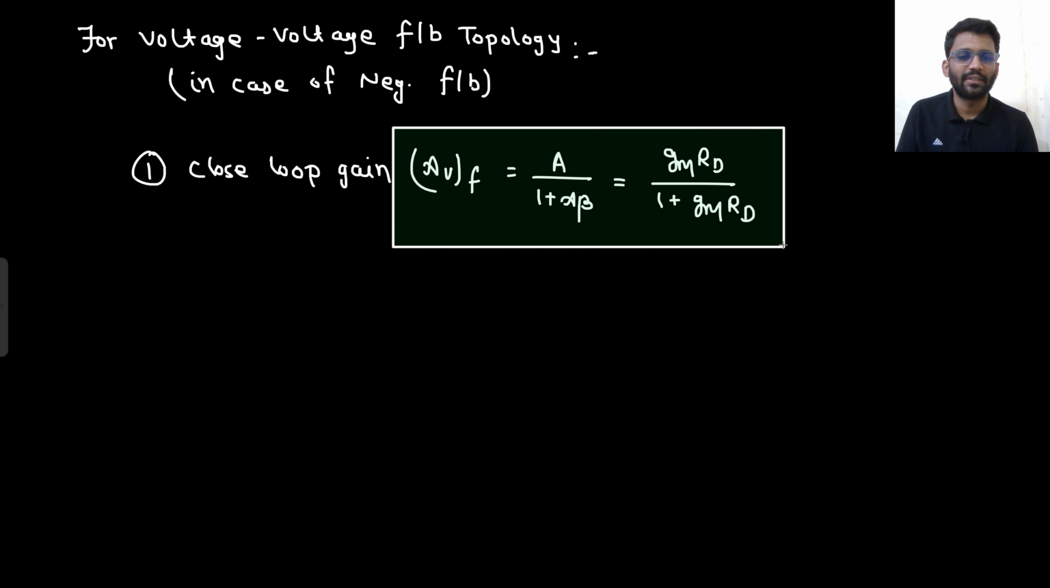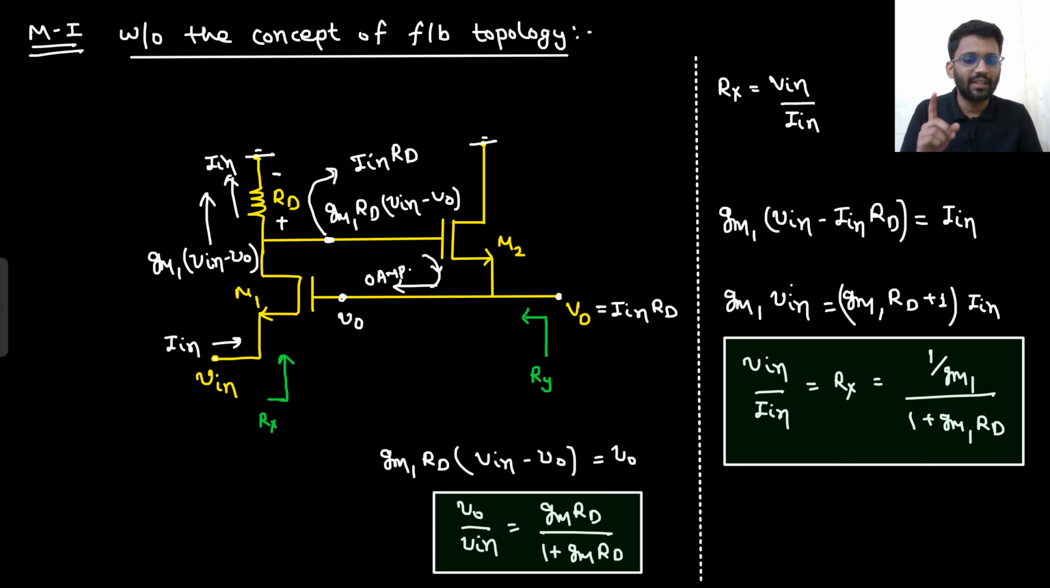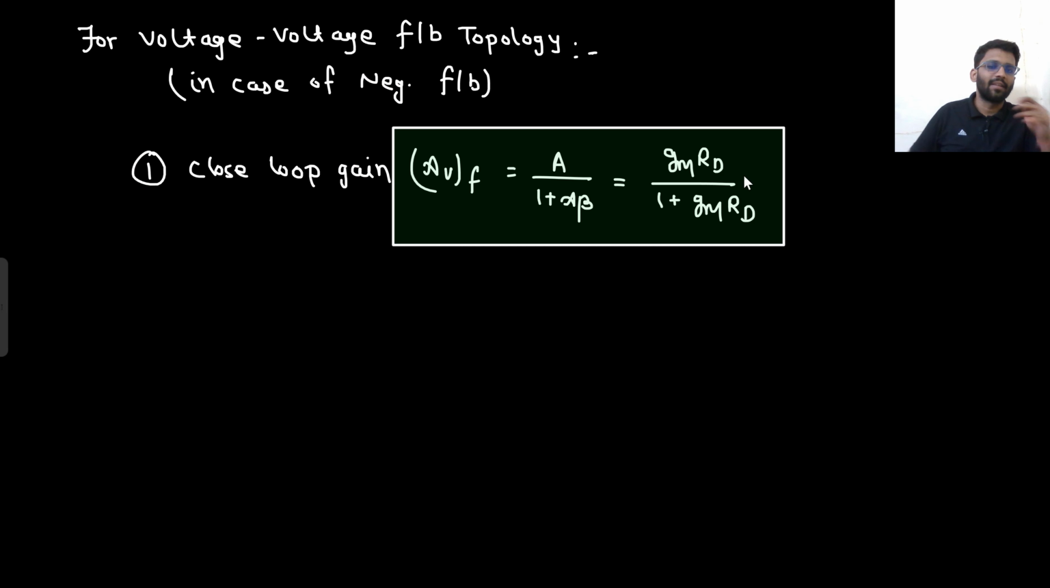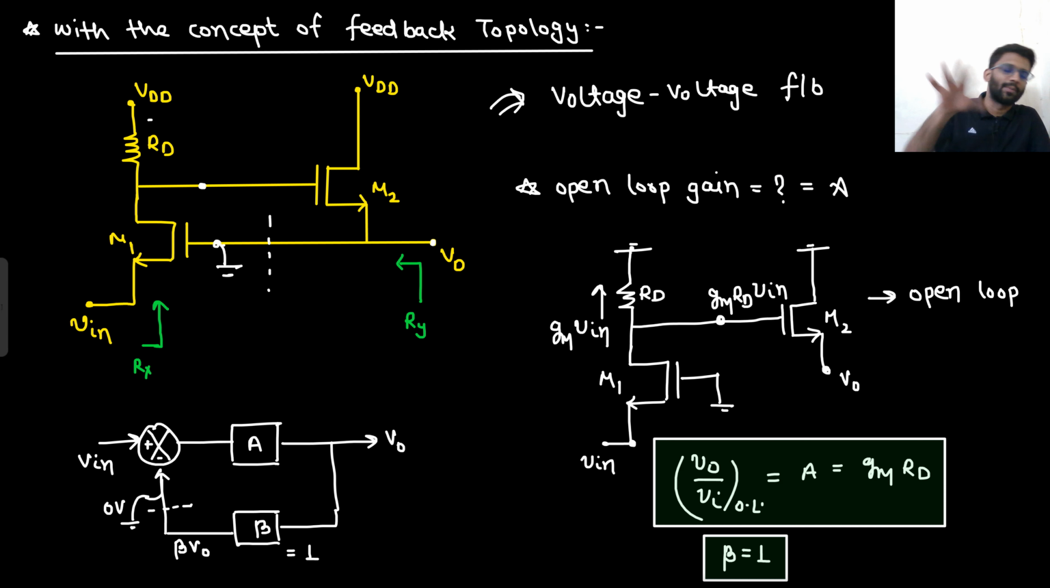Say yes or no. Did you understand this point or not? When we solved it without thinking about feedback, what was the gain we got? GM RD upon 1 plus GM RD. What is the gain we are having here again? That is also GM RD upon 1 plus GM RD. Did you understand this? What did I do here? First I made it open loop. Then I found the gain in open loop. That was GM RD. How did I make the open loop? I short circuited the gate side of M1 and kept the source side of M2 open circuit. Then the open loop gain was GM RD. I know the feedback factor, beta, is equal to 1. So what is my closed loop gain? That is A upon 1 plus A beta, that is GM RD upon 1 plus GM RD.